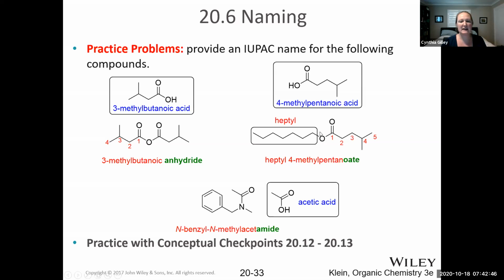But don't forget the oxygen side substituent, right? Count up the number of carbon, in this case 7. So we're going to name that as another substituent, or heptyl 4-methyl pentanoate.